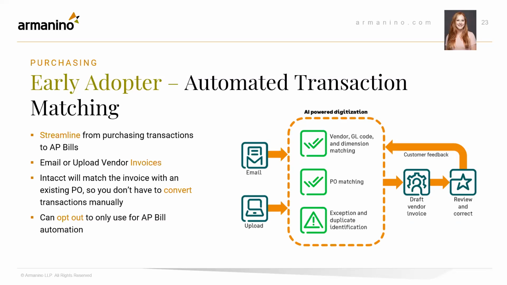This program is going to help if you have AP automation on the AP module, but you're also using the purchasing module for your POs. This feature will allow the AI to match the invoice to the PO so that you don't have to manually convert from a PO to a vendor invoice. It's also important here to note that if it isn't going to have a PO and it should just go straight through the AP bill process, you can opt out and only use this feature for the AP bill automation, which is how it's operated before now.